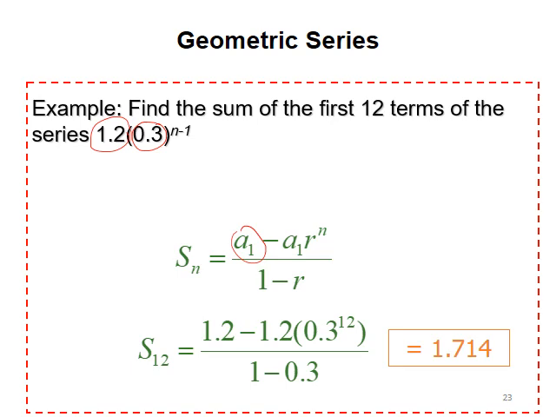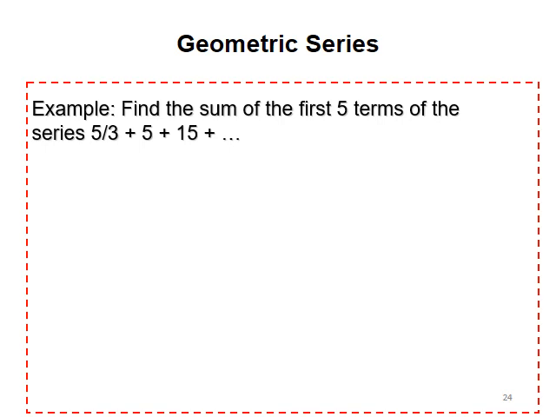So we substitute for A by 1.2 and R by 0.3, and n is 12. So we have here 12 and we do the math using the calculator to find the sum up to 12 items.